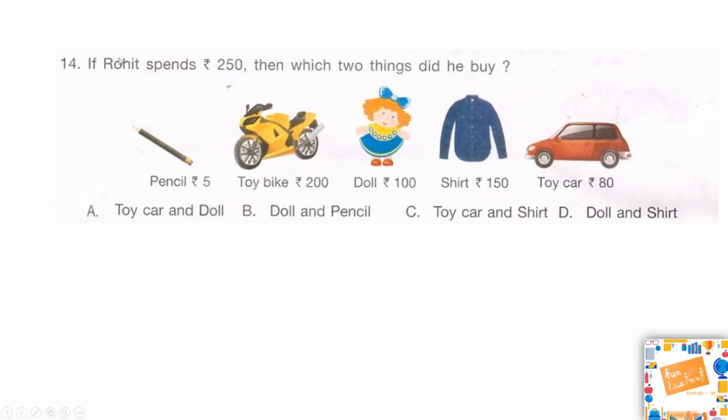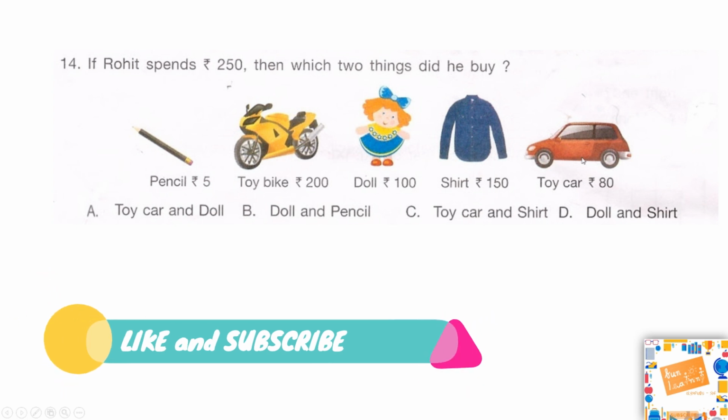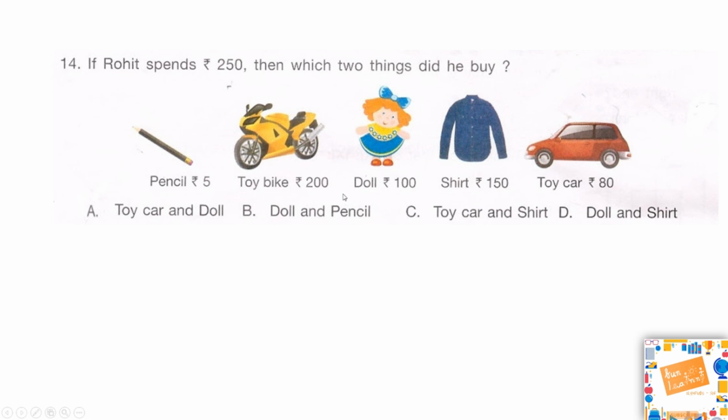Next question. If Rohit spends 250 rupees, then which 2 things did he buy? Now we have these items with their prices given, that is pencil is 5 rupees, toy bike is 20 rupees, doll is 100 rupees, shirt 150 rupees and toy car is 80 rupees. So the answer to this question, is it option A toy car and doll? Is it option B doll and pencil? Option C toy car and shirt? Or option D doll and shirt? Your time starts now.